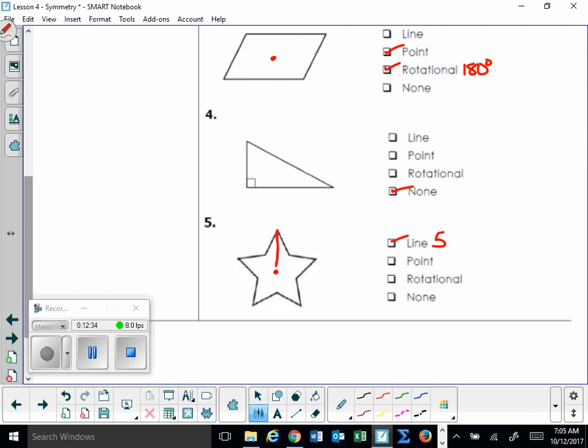And let's see what happens when I connect the vertex to the center. I create 1, 2, 3, 4, 5 sections. 360 divided by 5. Each of these sections look to be exactly the same to me. So let's see, 72 degrees of rotational symmetry. So 72, 144, 216, and so on to go around that particular shape.